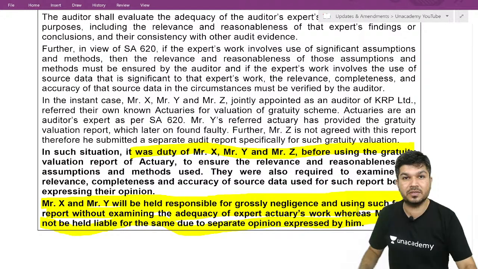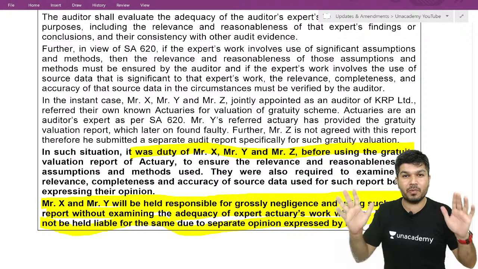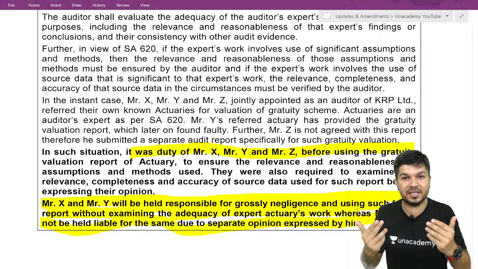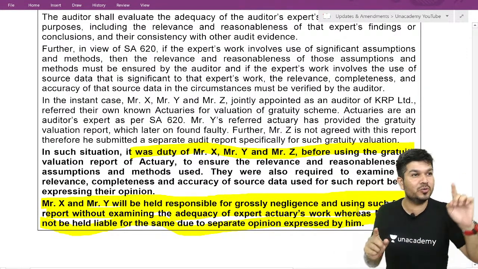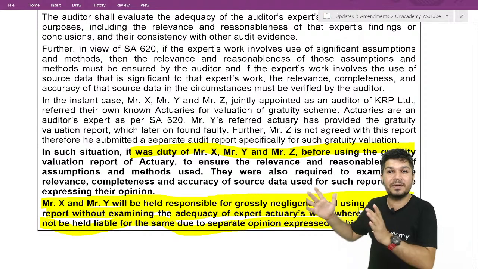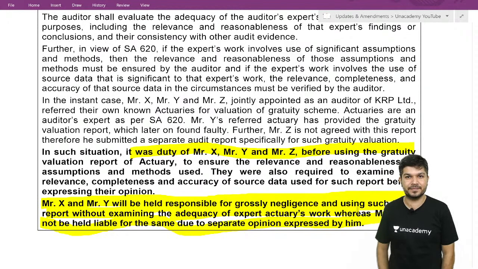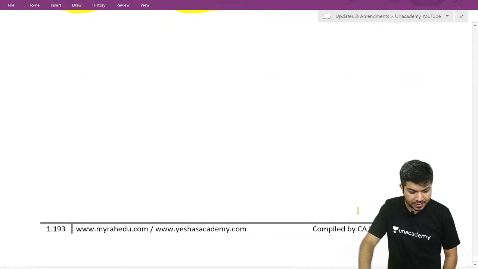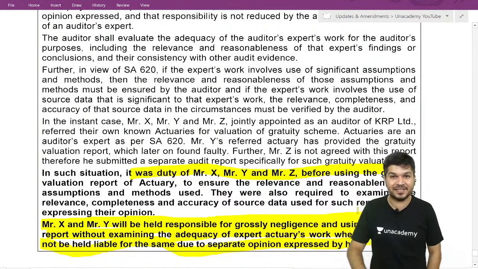Did you understand this? X agreed to Y's actuary report. X had agreed to Y's actuary report. So X and Y both have used Y's actuary's report. As they both used it without checking data, assumptions, method, they both will be liable. Z did not use their report. Z has given his own separate report. Did you understand this? Okay, so this was your SA 600, 610, 620.